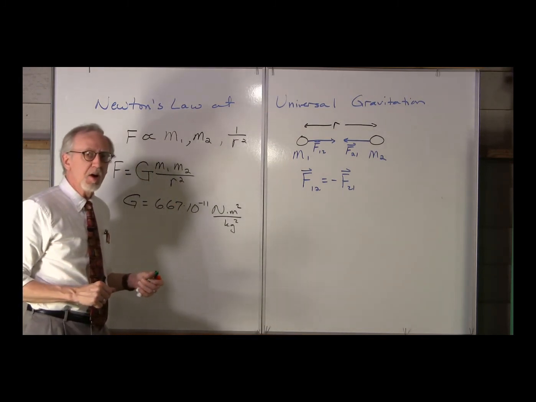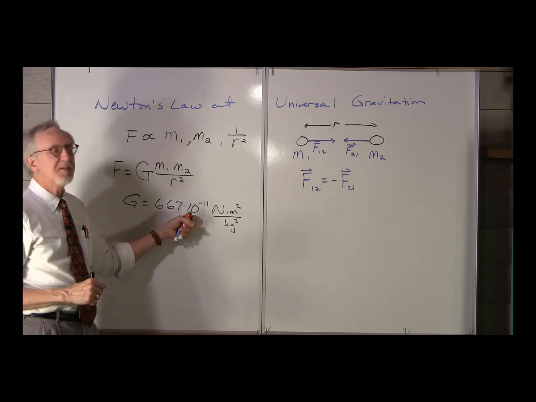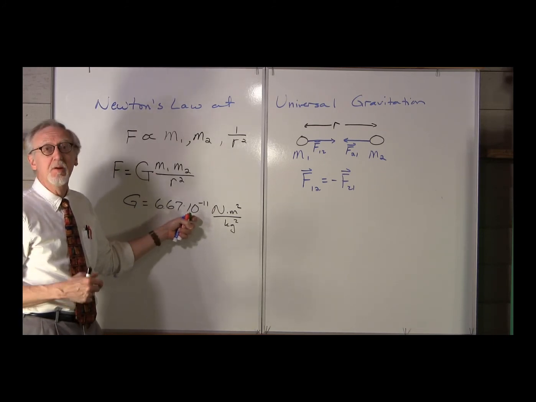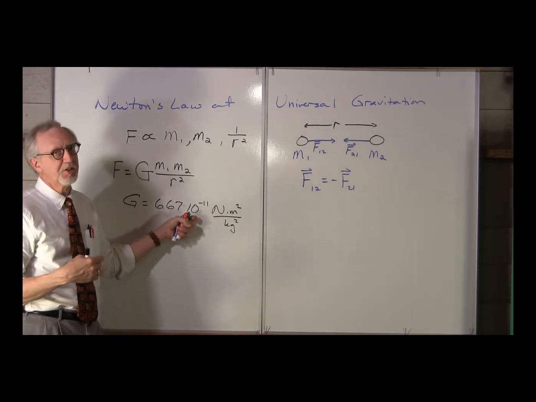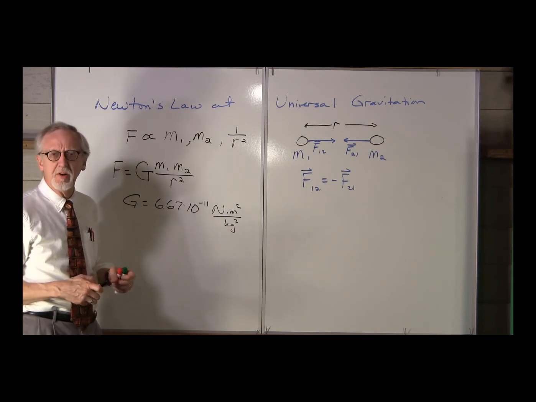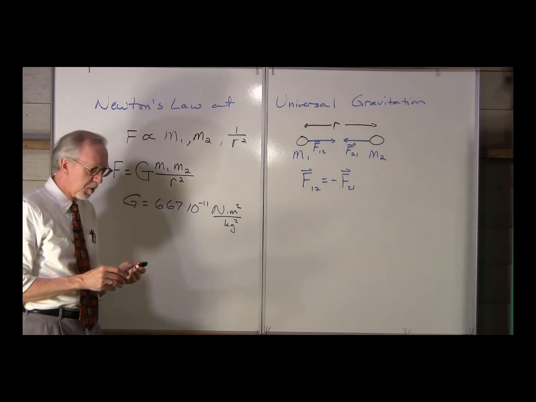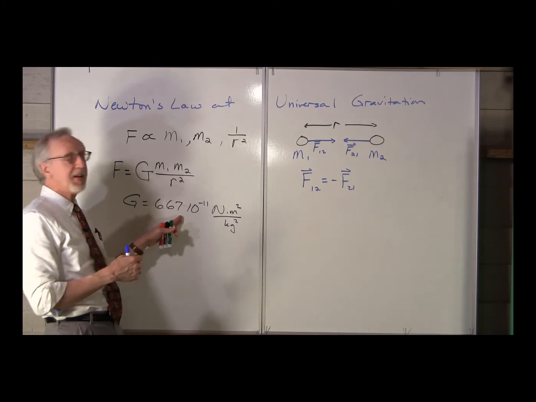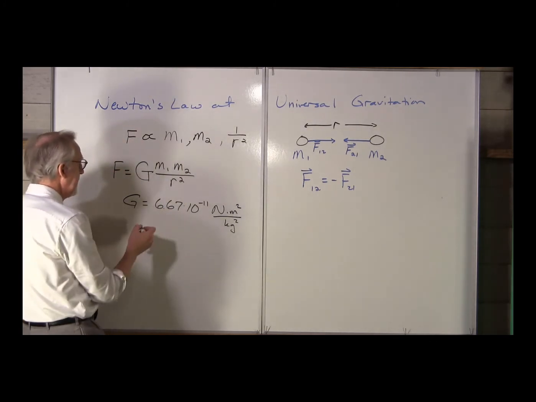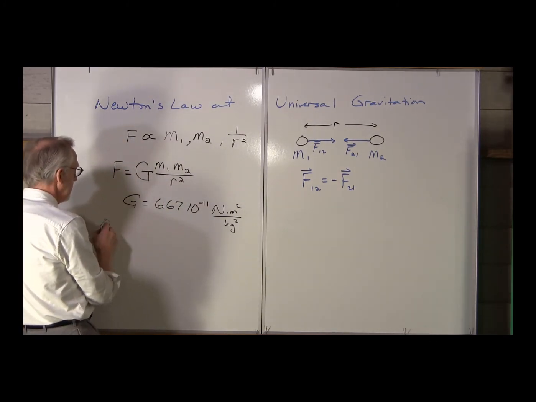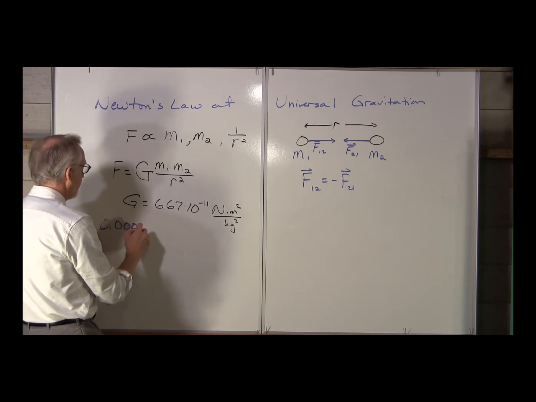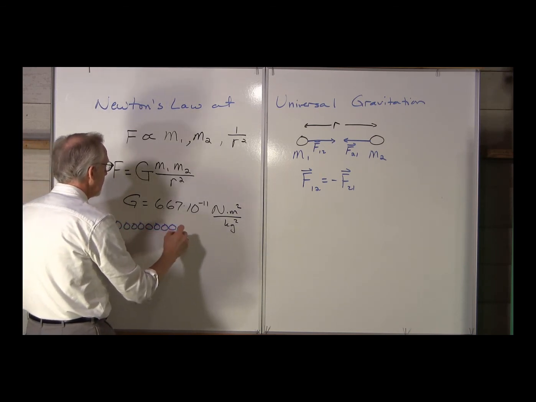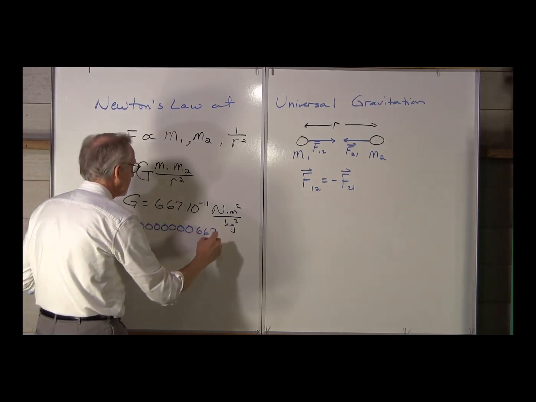Remembering what we've already talked about in terms of numbers, tell me something about that number. What is it? It's very, very small. Big G is a very, very small number. If we were going to write this out, not in scientific notation, it would be 0. So that's 1, 2, 3, 4, 5, 6, 7, 8, 9, 10, 11, 6, 6, 7.